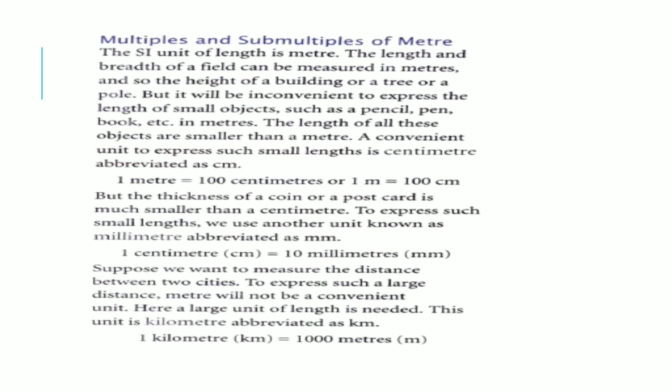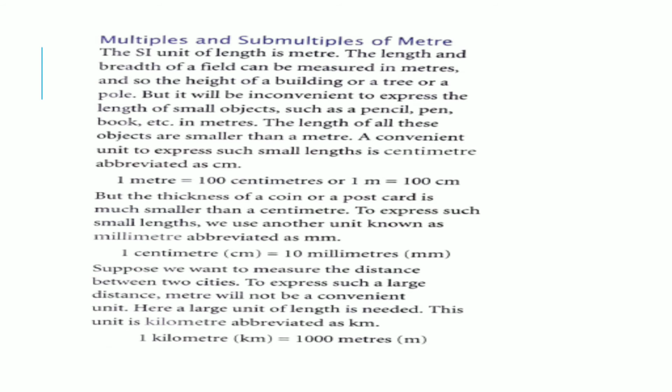The next one is multiples and submultiples of meters. We know that the SI unit of length is the meter. The length and the breadth of a field can be measured using meters. But this unit is very inconvenient to express the length of very small objects. For example, if you take a pencil, pen, book, etc., it is very difficult to express these objects in meters. The lengths of all these objects are much smaller than a meter.